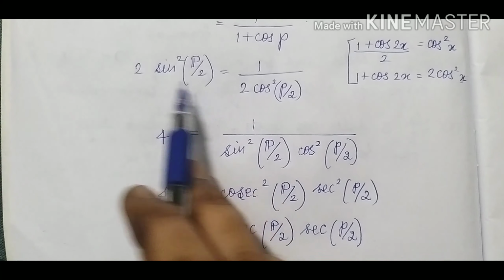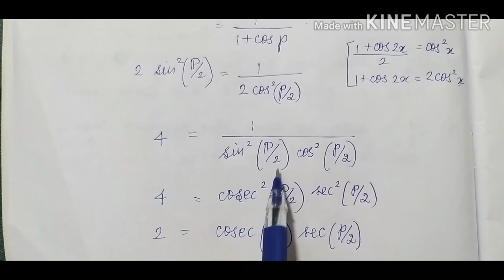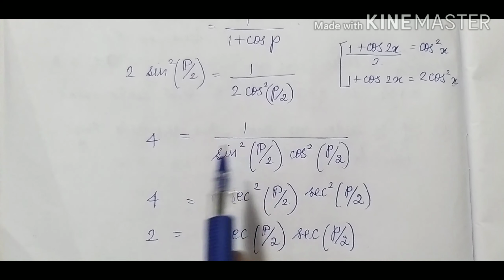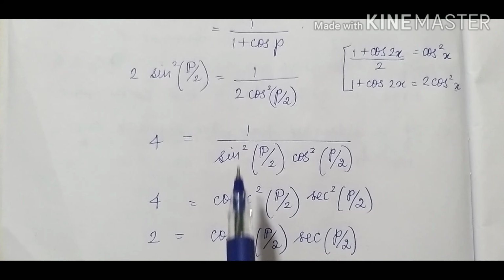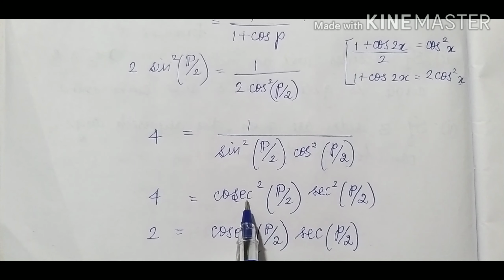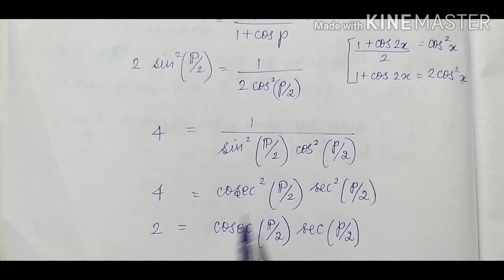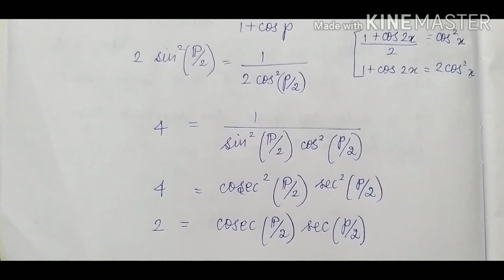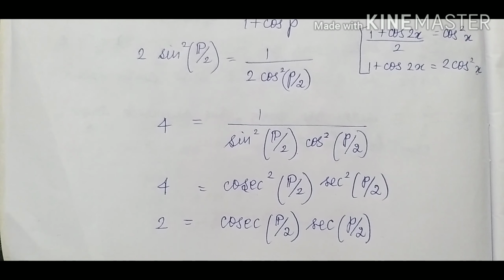Now multiplying this 2 with the left hand side and bringing the sin square capital P by 2 to the denominator, we have 4 equals 1 by sin square P by 2 into cos square P by 2. This 1 by sin square is nothing but cosecant square capital P by 2, and 1 by cos square is secant square P by 2. And taking the positive square root on both sides, we have 2 equals cosecant P by 2 into secant P by 2.